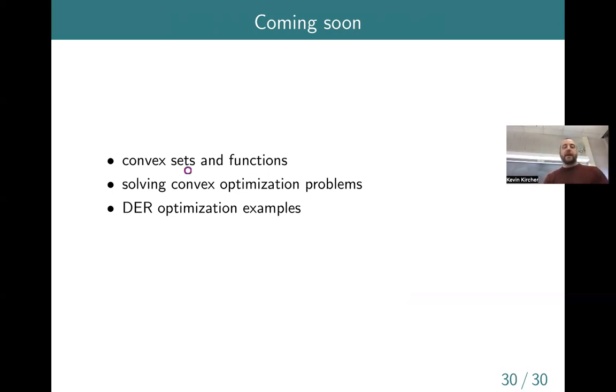So next lecture, we'll talk about convex sets and functions. We said this word a million times, so we'll figure out what it means in the context of either a set or a function. Then we'll talk about how to solve convex optimization problems. So I'll introduce you to CVX, the MATLAB tool. But we'll also talk a little bit about the algorithms that run in the solvers behind the scenes. You don't need to know that stuff, but I think it's kind of cool. And it's also nice when you're using a tool or a machine to know a little bit about what's happening under the hood. And then we'll do maybe multiple lectures on optimization examples that come up in real DER applications.